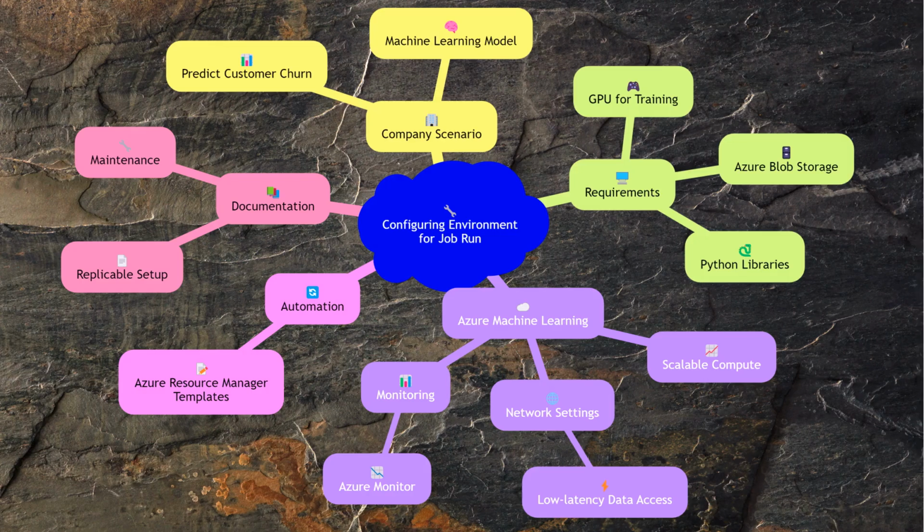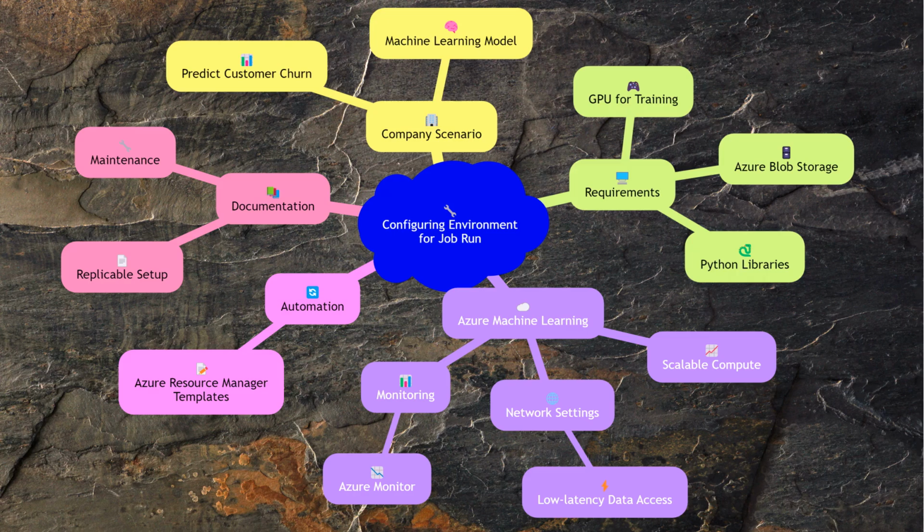To illustrate the process of configuring an environment for a job run, let's look at a real-world example. Imagine a company deploying a machine learning model to predict customer churn. The model requires a GPU for training, a large dataset stored in Azure Blob Storage, and several Python libraries.